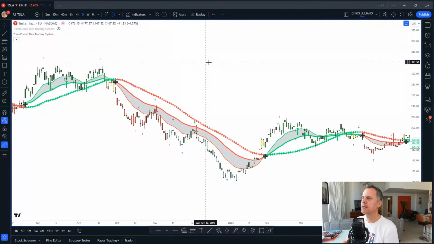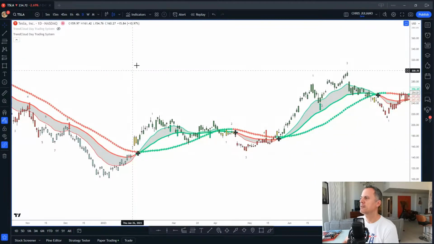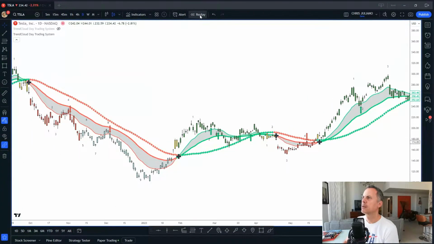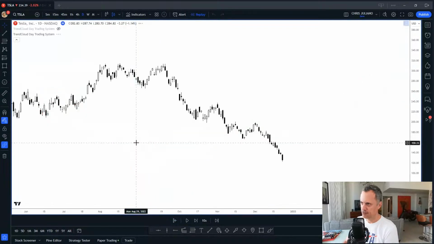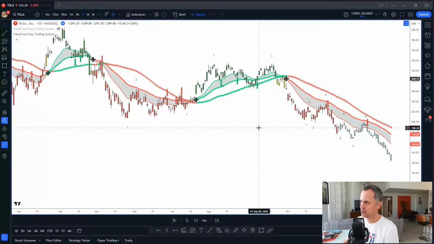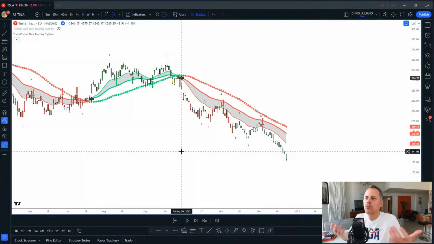But let's just take this from here. So we've got this downtrend, and here's the transition, right? Just check this out here. No one is a buyer here, right? We want to invest in Tesla. We don't want to short it, right?